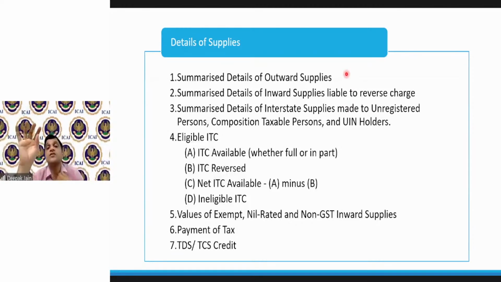So you have to be careful that you should not select nil return where you have any kind of inward supplies. If you have just started your business, there are no inward supplies, no purchases, then you could file an inward nil return, not in all the cases. Nil return has to be filed even if there is no supply during the taxable period. That's right.